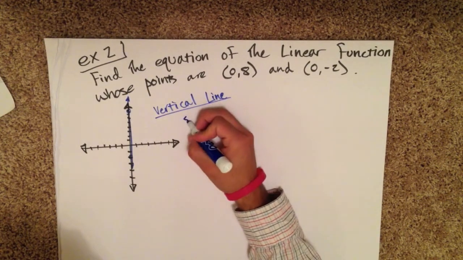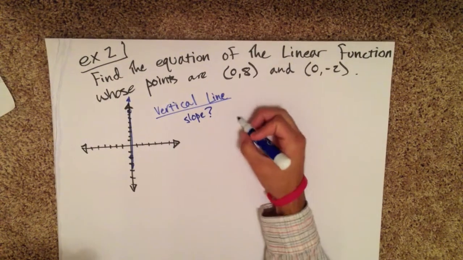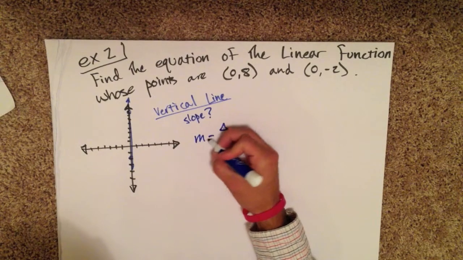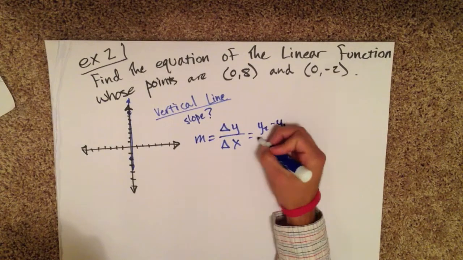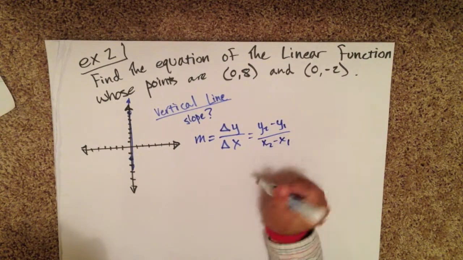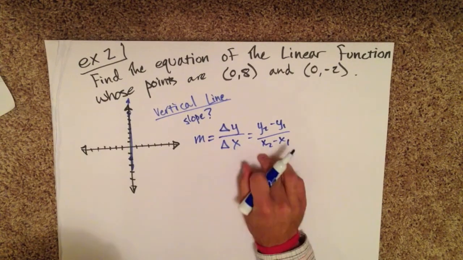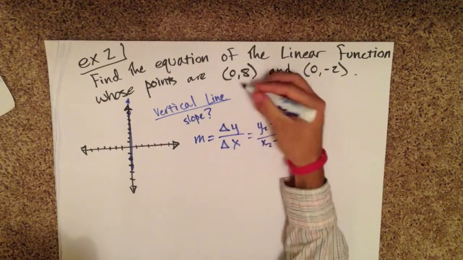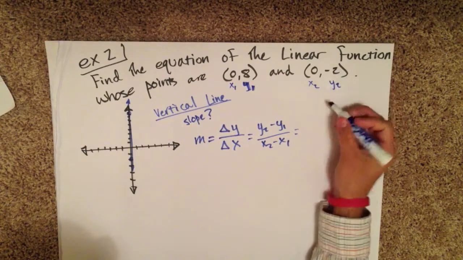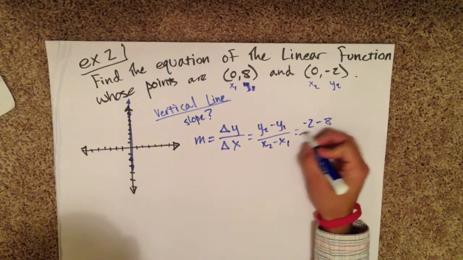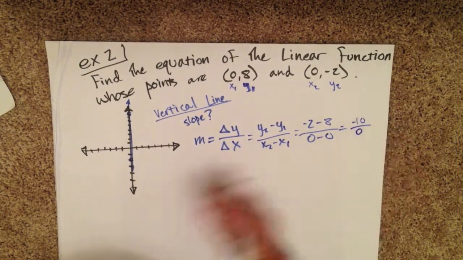So, is there a slope? Can a vertical line have a slope? Let's plug it into our equation for slope. We know that m equals the change in y over the change in x, or y2 minus y1 over x2 minus x1. Let's label x1, y1, and x2, y2, and plug in: negative 2 minus 8 over 0 minus 0. This gives us negative 10 over 0.